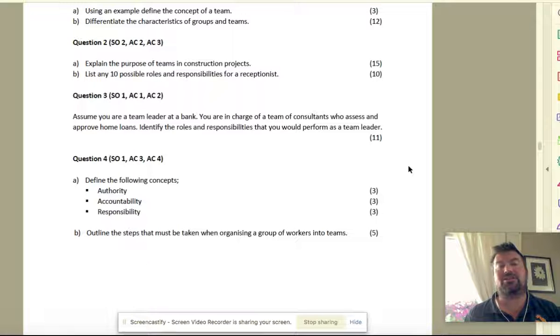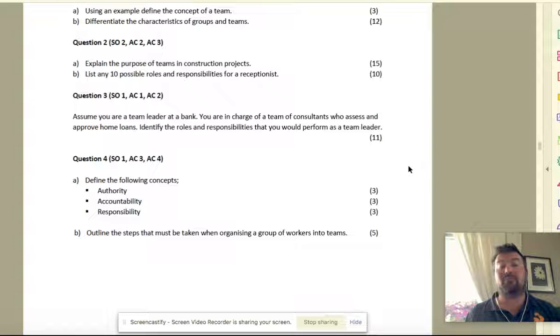You are in charge of a team of consultants who assess and approve home loans. Now identify the roles and responsibilities that you would perform as a team leader. So not what your team would fulfill, what a team leader would do. So it's always going to be slightly different when you're looking at a team leader versus a team member. So as a team leader, what roles and responsibilities would you have in context of that team?